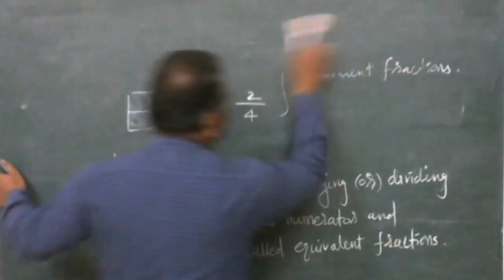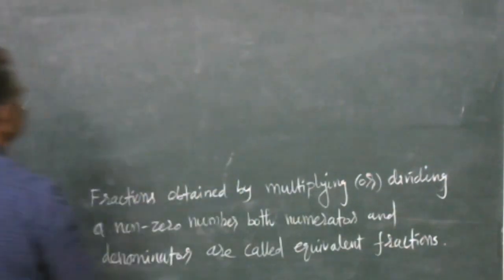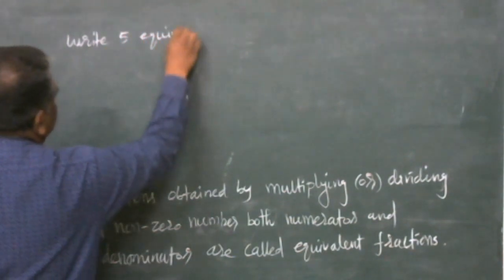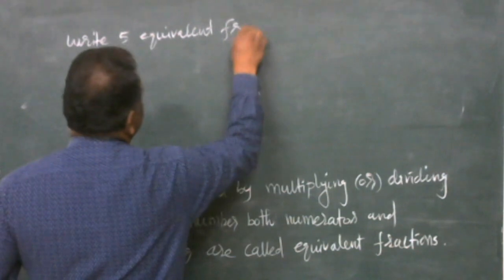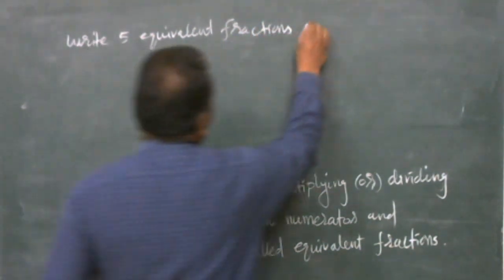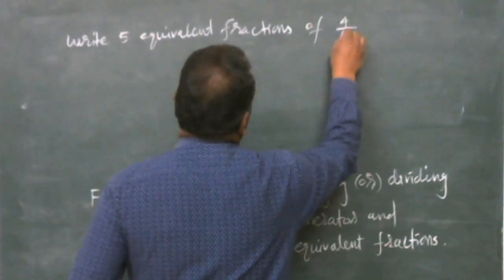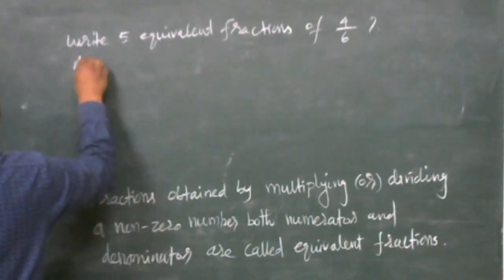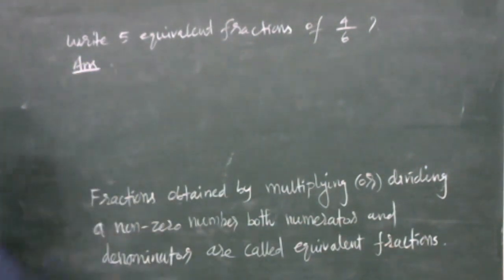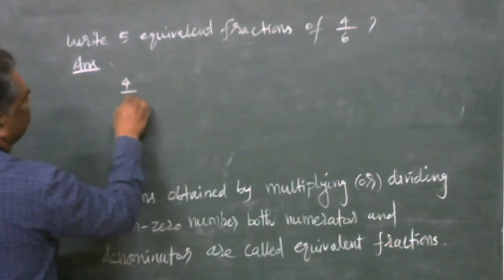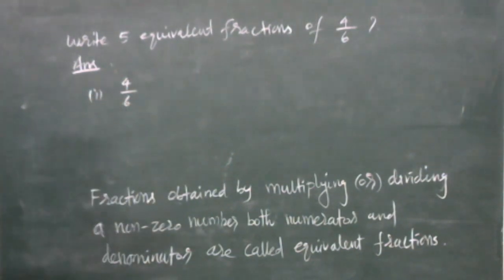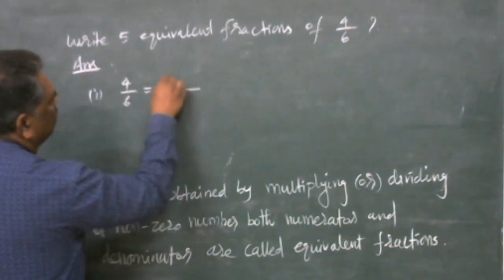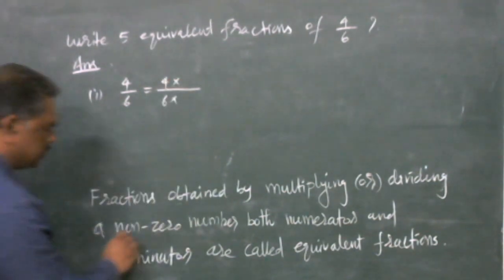So one question is: write 5 equivalent fractions of, let me give, 4 by 6. Solution. Only 5 equivalent fractions they asked. Let me first multiply these fractions. You can multiply both numerator and denominator by a non-zero number.